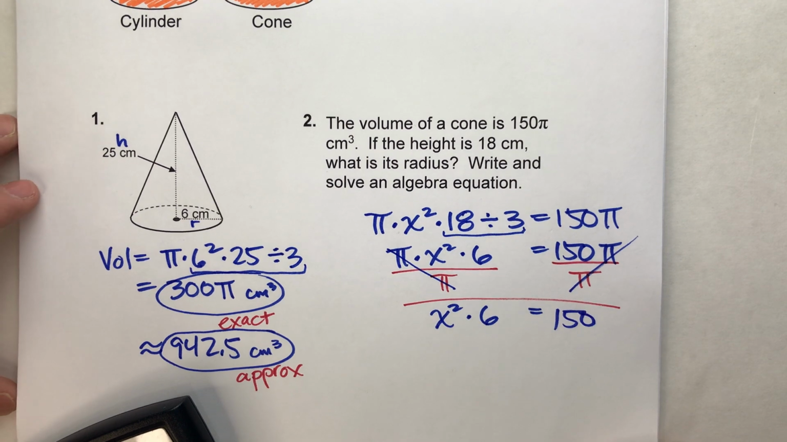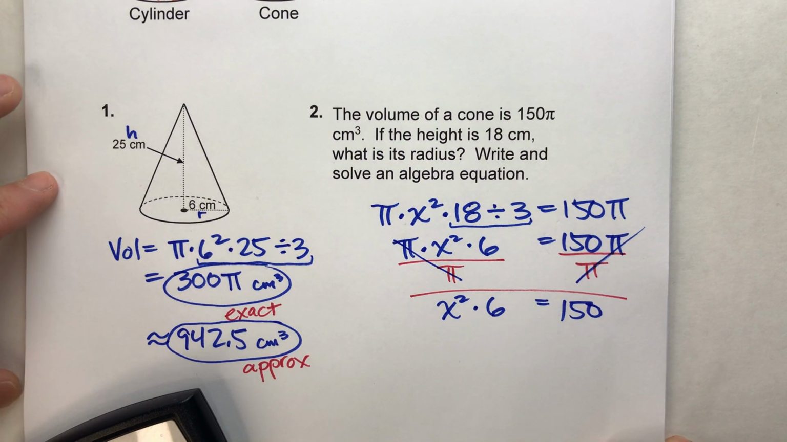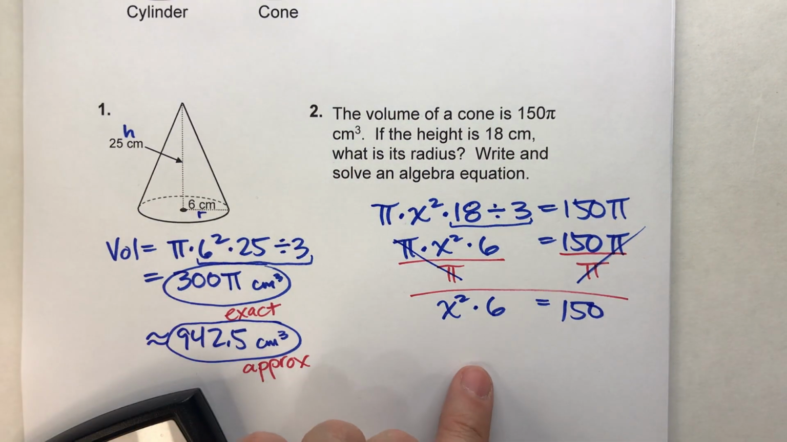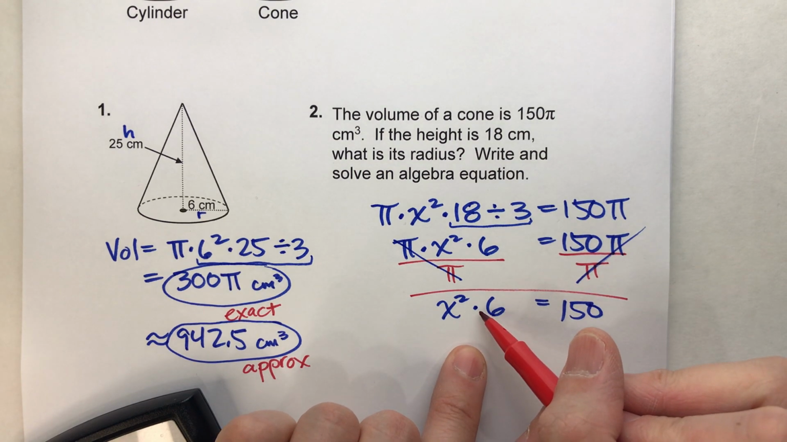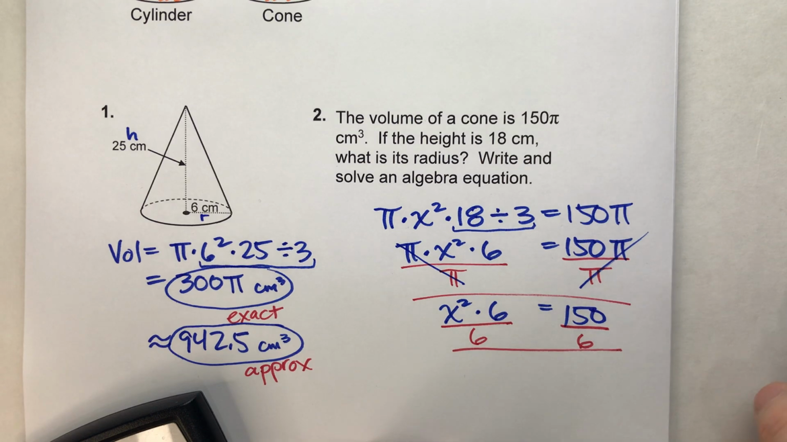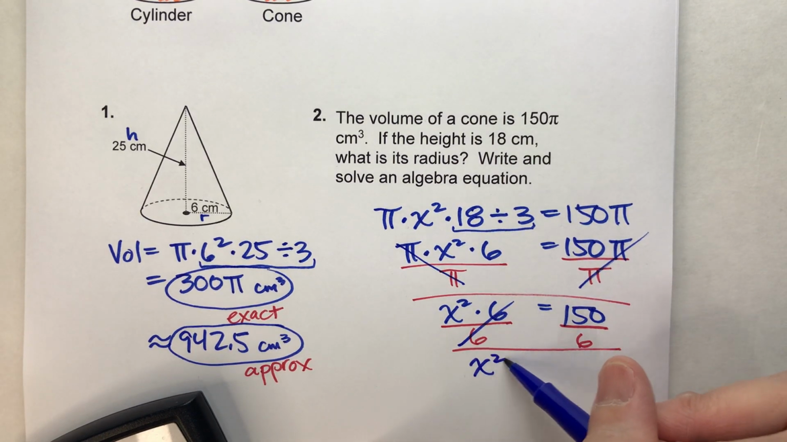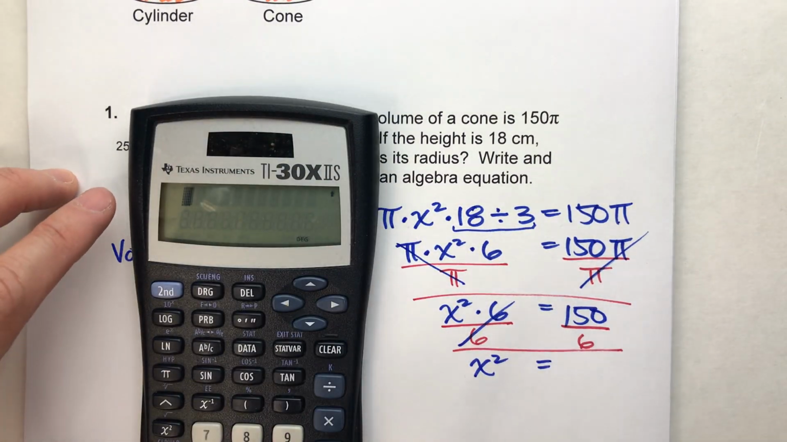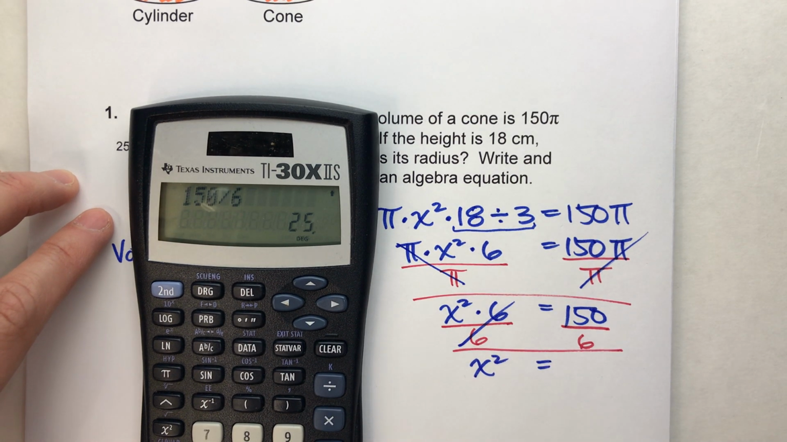See, having that volume in terms of pi really makes the math a lot easier. All right, we're a couple steps away here. We've got to undo the times 6 next. So I'm going to divide both sides by 6. I end up getting x squared equals, well, whatever that is, 150 divided by 6, 25.